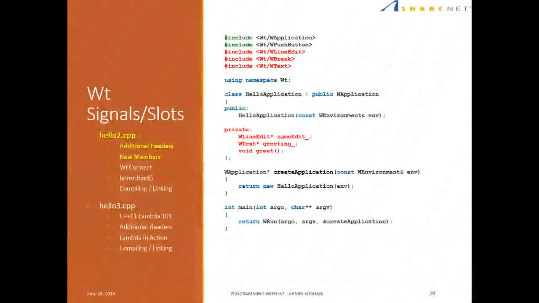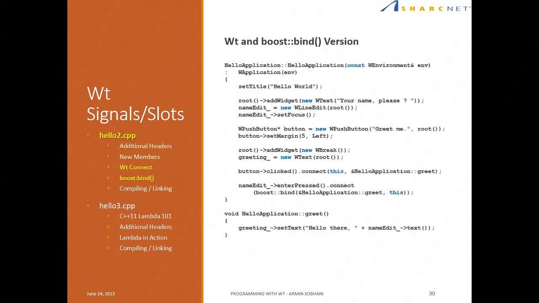So here, the things that we are changing in our basic Hello World application is adding three more widgets. One is a line edit, the other one is a break, and a text widget. And here we have three lines for the version where we are using the Wt or Boost method. The rest of the things are the same, but in this slide, these are the additions that we have. Now in the constructor, we have more code here, and also we have another member function which is greet.